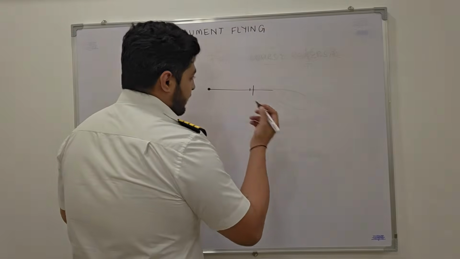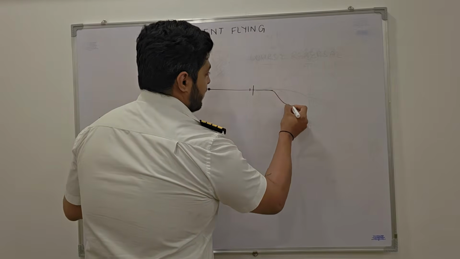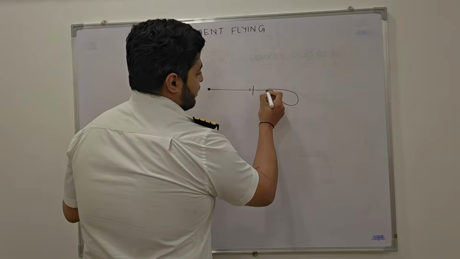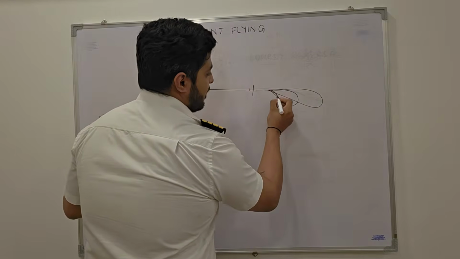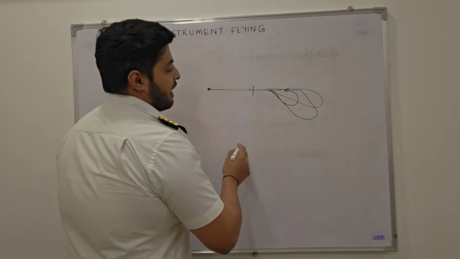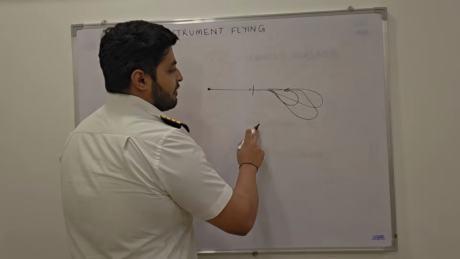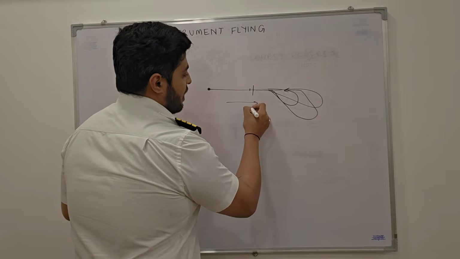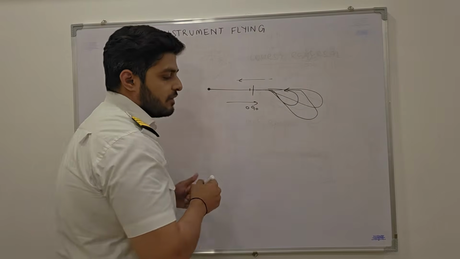So there are three types. Now I can do one thing, come like this. The second option is coming back like this. The third option is coming like this. And my intention is to reverse the course. Basically, if I'm following radial 090 and I want to come back on the same radial inbound, that is course reversal.